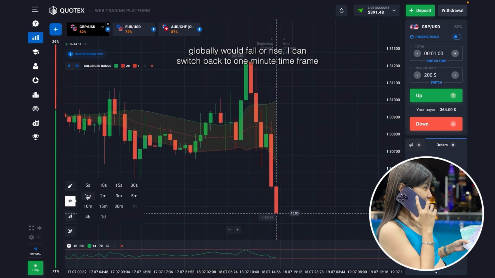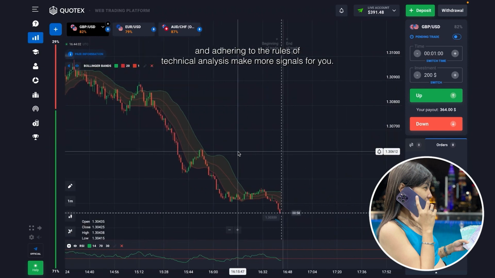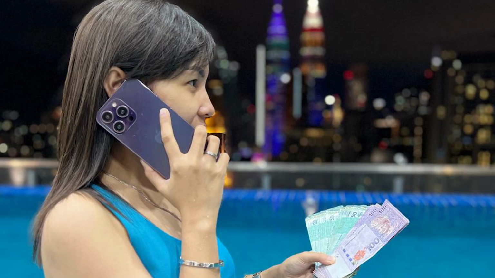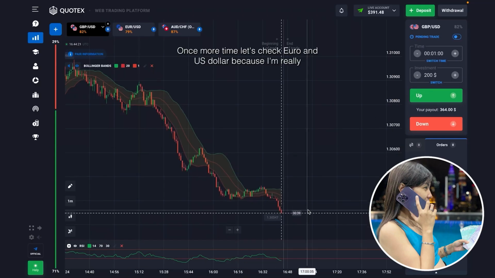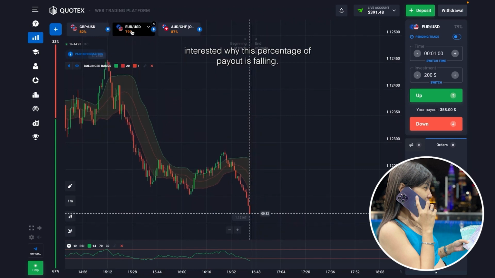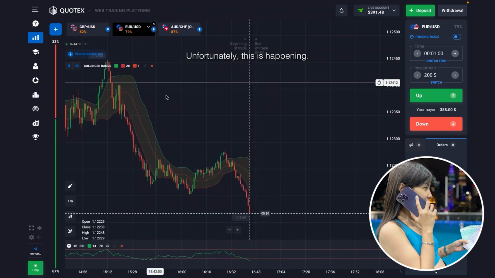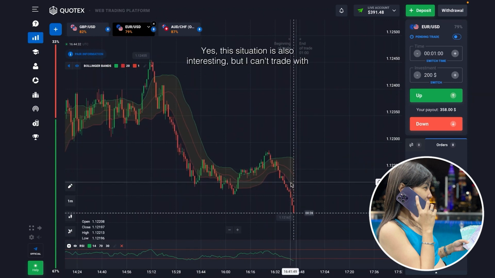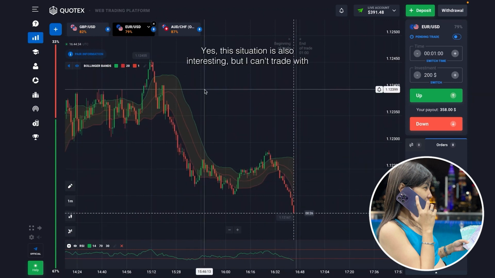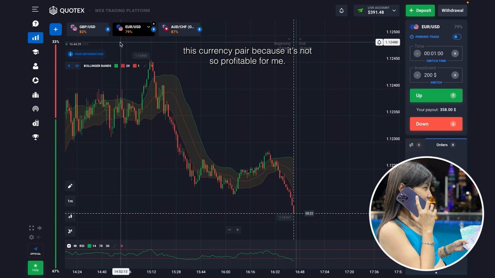So guys, I do this professionally, and after knowing whether the price globally would fall or rise, I can switch back to the 1 minute time frame and, adhering to the rules of technical analysis, make more signals for you. So guys, one more time, let's check euro and US dollar, because I'm really interested why this percentage of payout is falling. Unfortunately, this is happening. This situation is also interesting, but I can't trade with this currency pair because it is not so profitable for me.